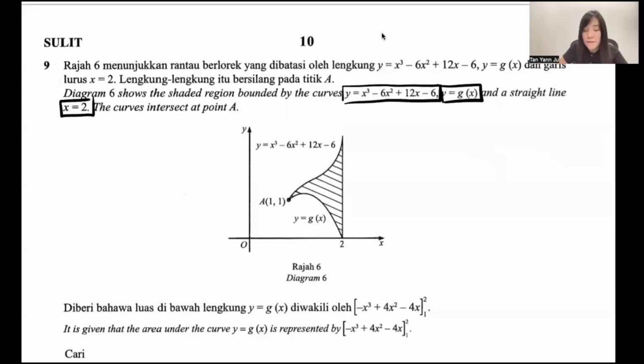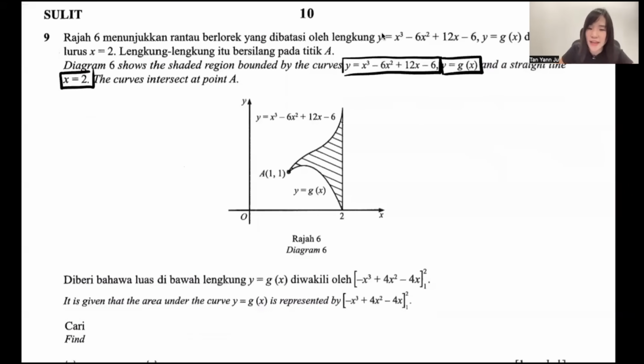Next one, the curve intersect at A. So this curve and this curve intersect each other at this coordinate called A, okay? So next, they say it's given that the area, guys, the moment you see area, you should know this question is under Form 5, Chapter 3, integration, okay?